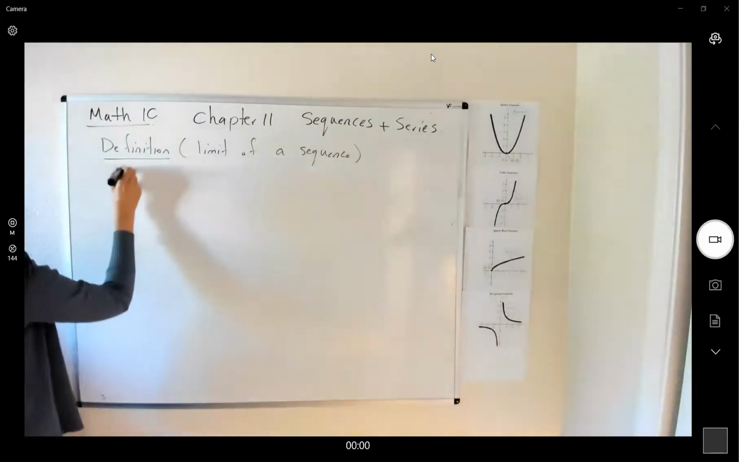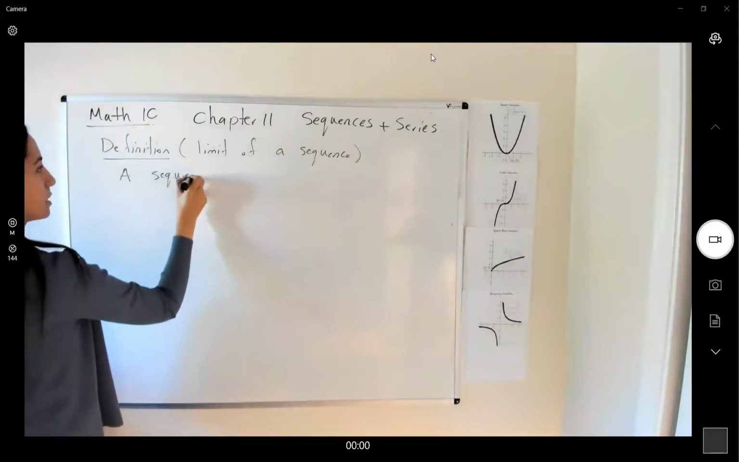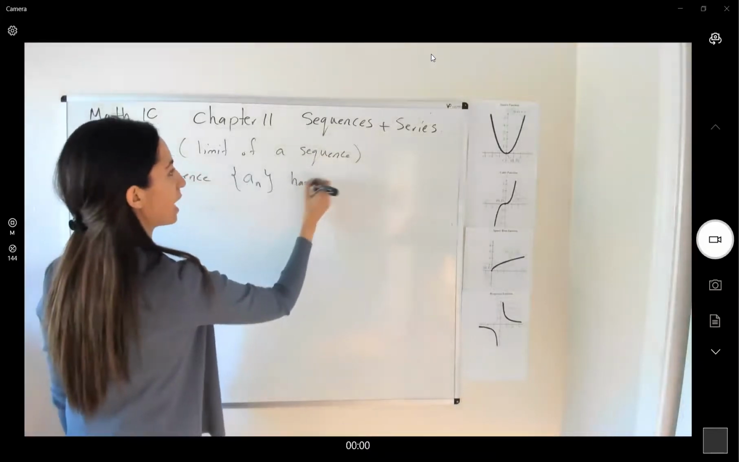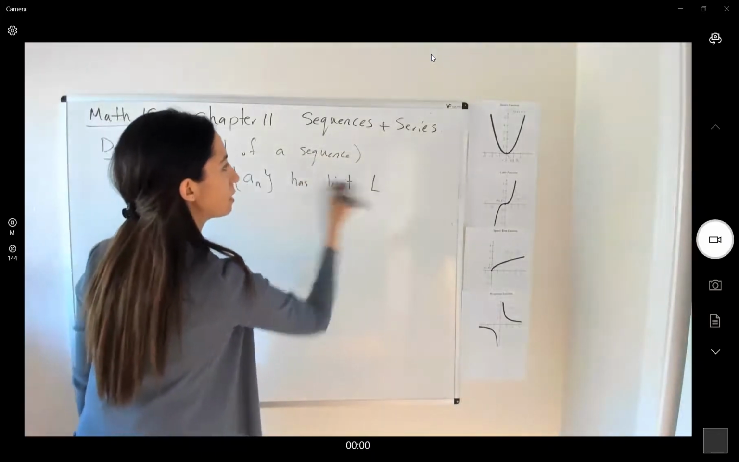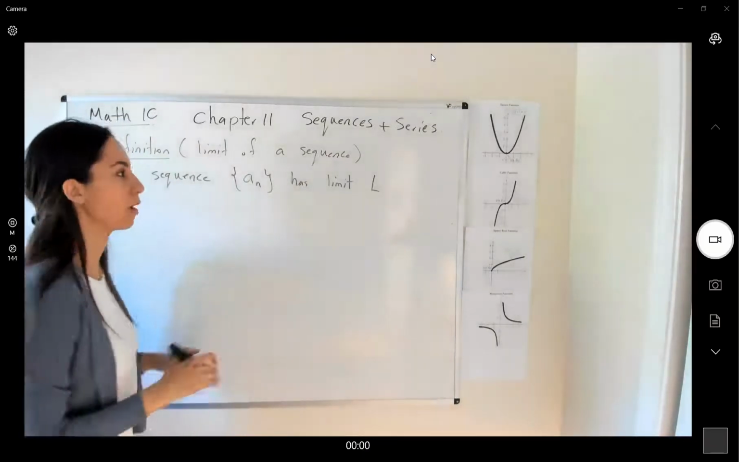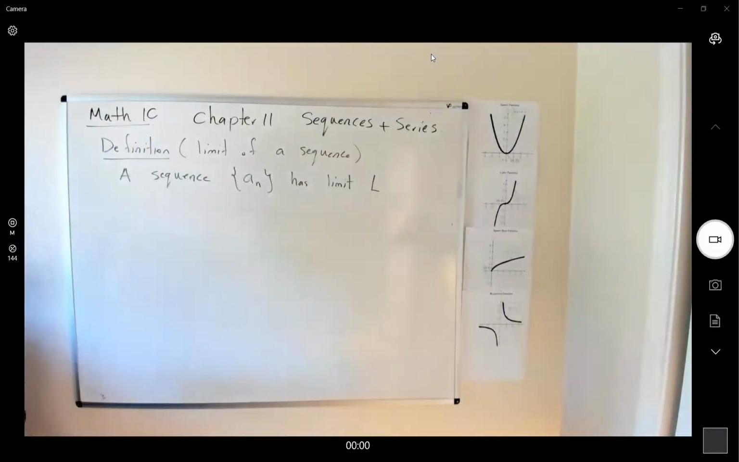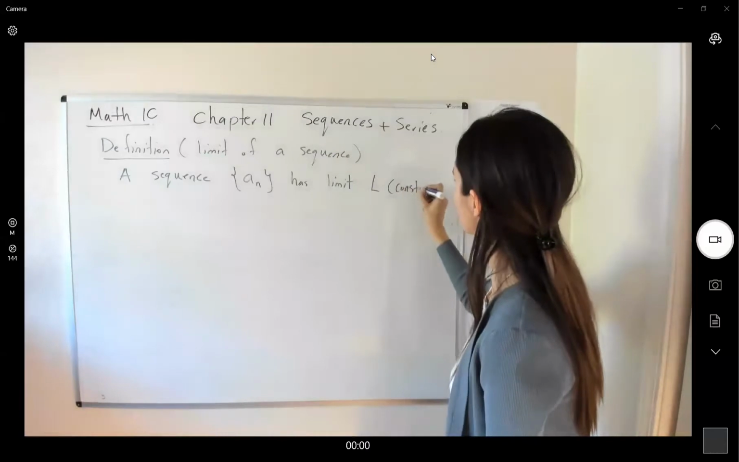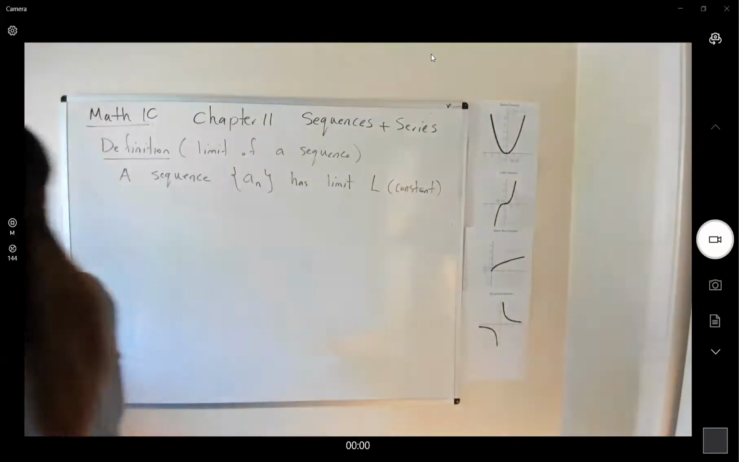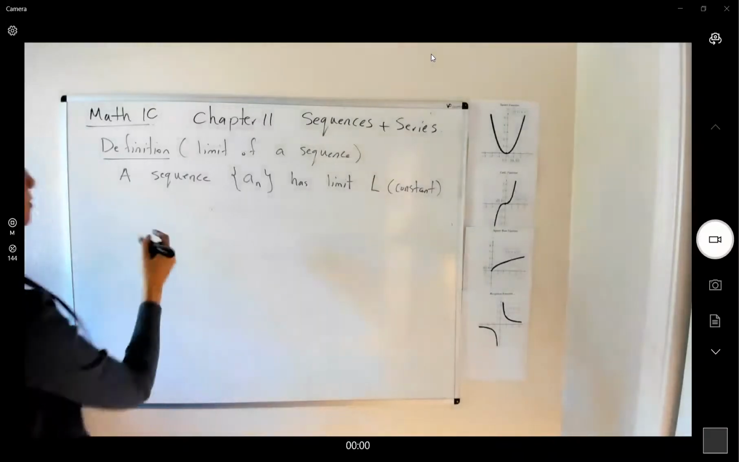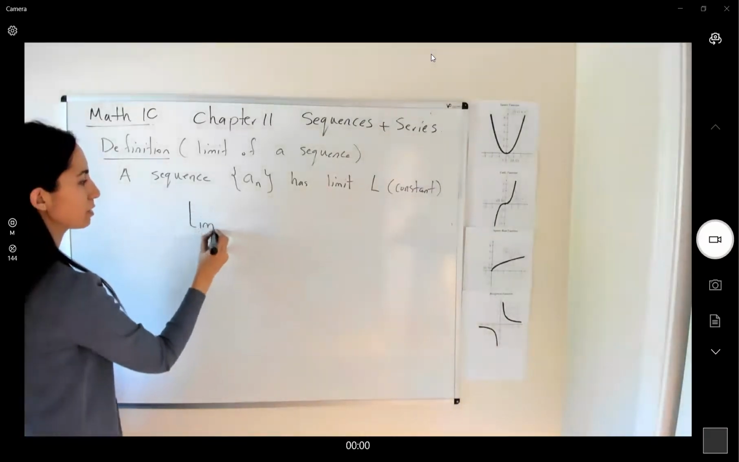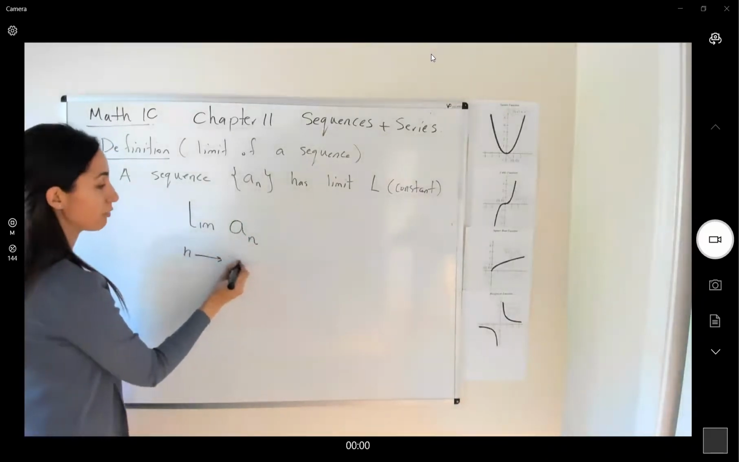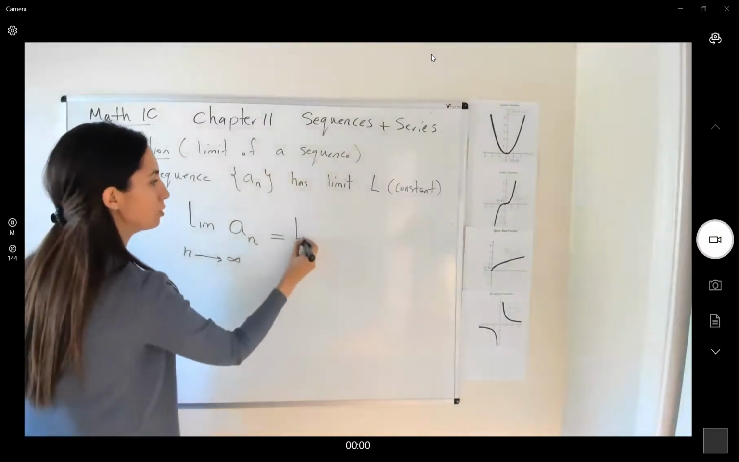So a sequence like a sub n has limit L. L is a constant. L is a number, just a number. And we write the limit of the sequence a sub n while n goes to infinity is equal to L.